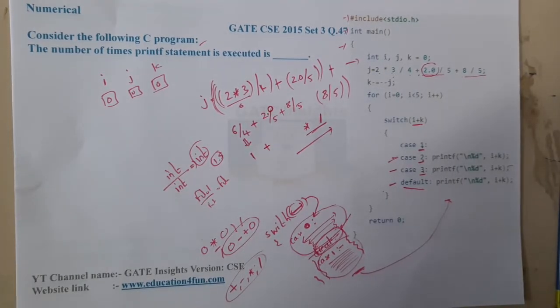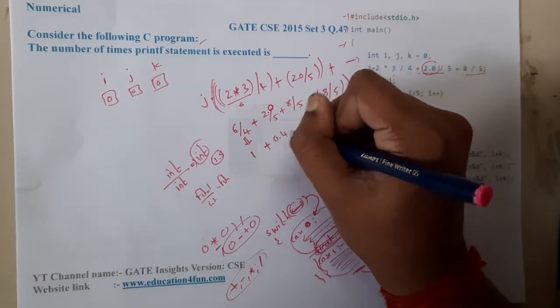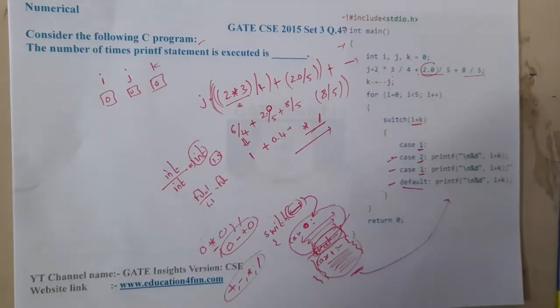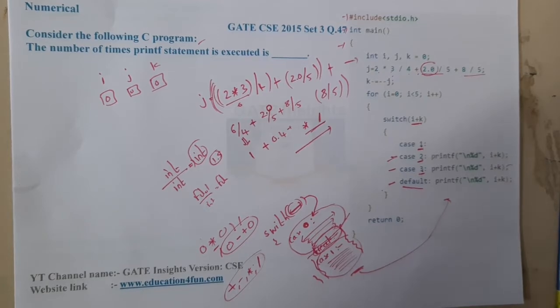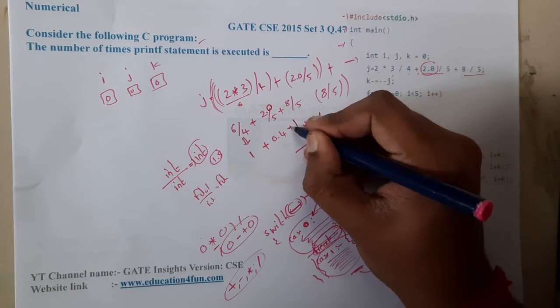So what is 2 divided by 5, guys? It is nothing but 0.4. Similarly, the same reason for 8 divided by 5 also. So 8 divided by 5 is 1.6, but we will take only the integer, so 1.